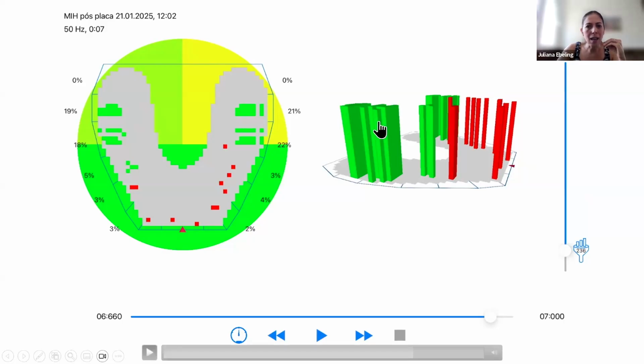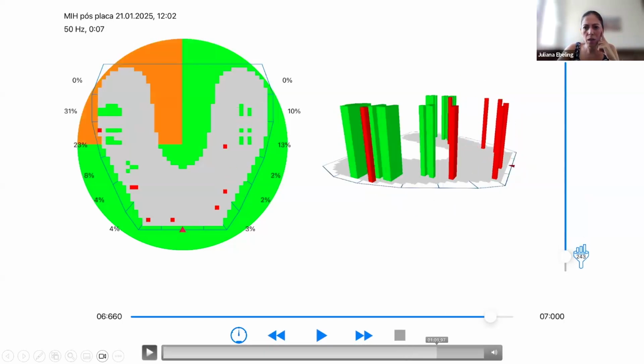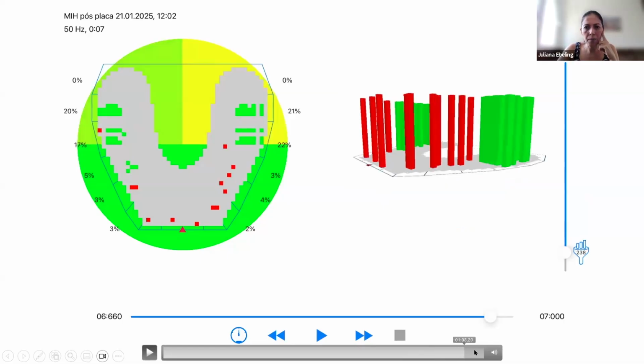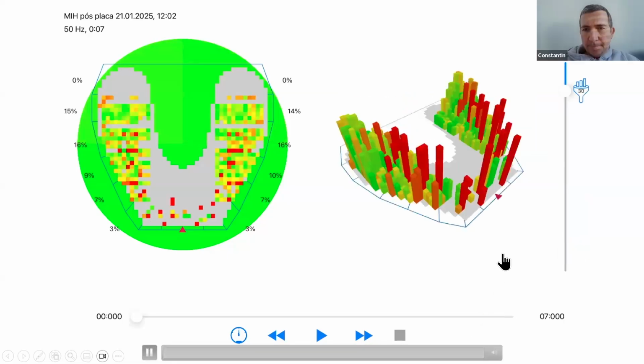Okay, and larger surfaces and punctual surfaces only on some teeth. Okay. Good.